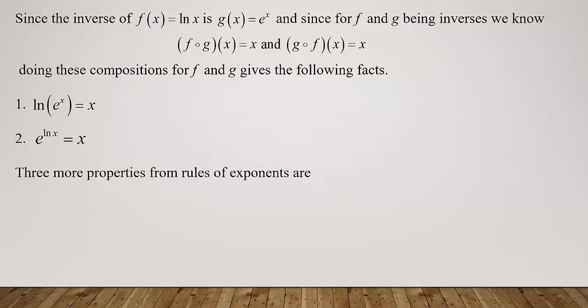Here are three more properties, and these are basically from the rules of exponents that you would have learned way back in algebra. So e to the x times e to the y: when the bases are the same and you multiply, you add the exponents. E to the x divided by e to the y: when the bases are the same and you divide, you subtract the exponents. And e to the x, all raised to the y power: you multiply the exponents to get e to the x times y.